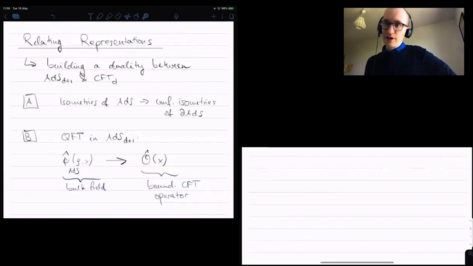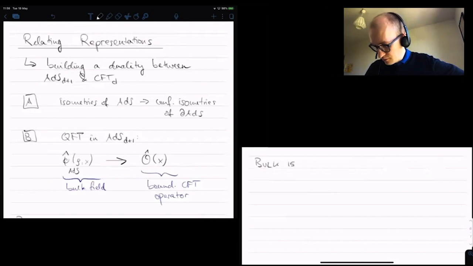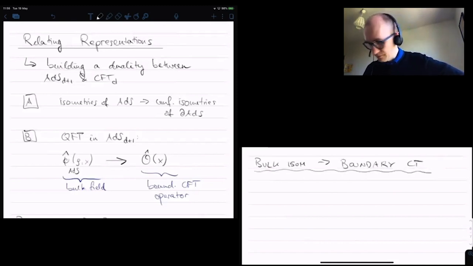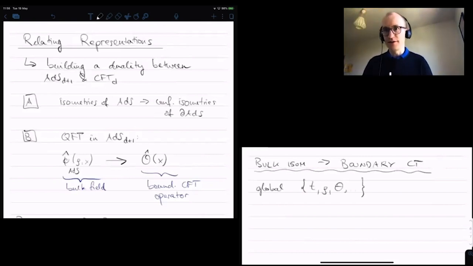But before we go into these lofty topics, let's do something very down to earth. Let's make a crack at this point A. So now let's look at bulk isometries inducing boundary conformal transformations. Let's work in this global chart, where we have t, rho, and then we have our angles. I'm just saying theta and other angles, or you could call it theta 1 and other angles.